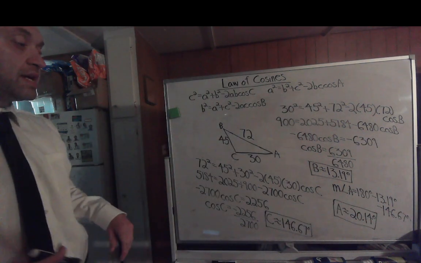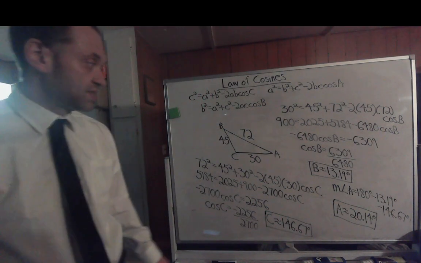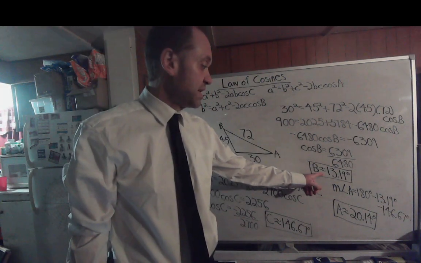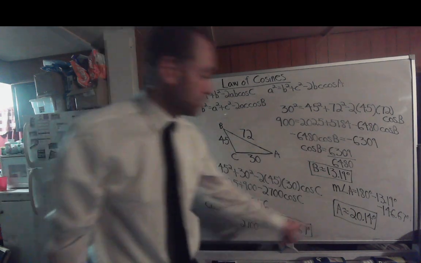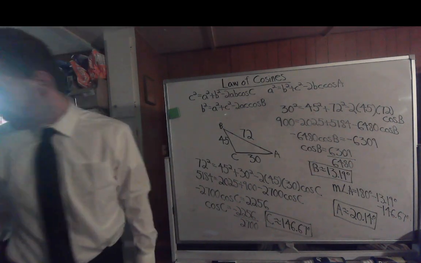So using the law of cosines, we ended up getting that angle C was approximately 146.67 degrees. Angle B is approximately 13.19 degrees, and angle A is approximately 20.14 degrees.